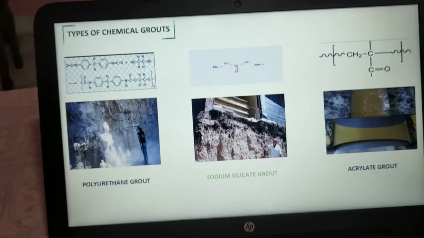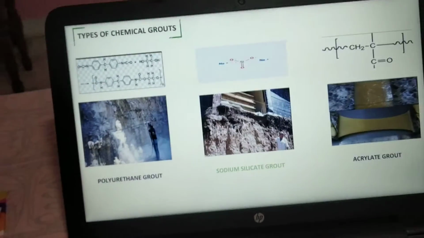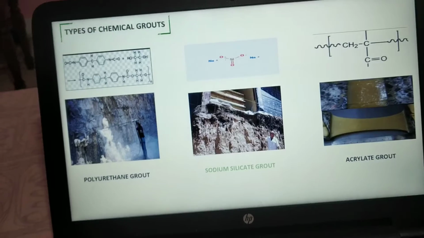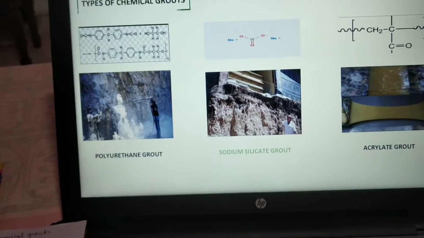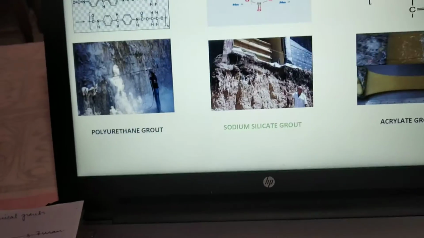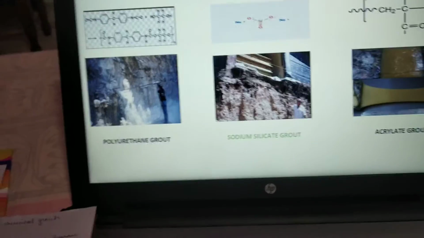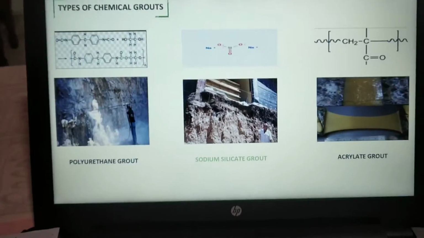So there are various types of chemical grouts, which include the polyurethane grouts, the sodium silicate grouts, and the acrylate grouts. I have mentioned the chemical structures of all these grouts above, and below are the images of the grouts that have been used at various places.